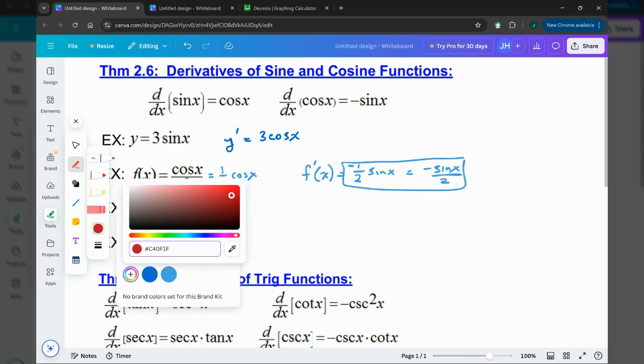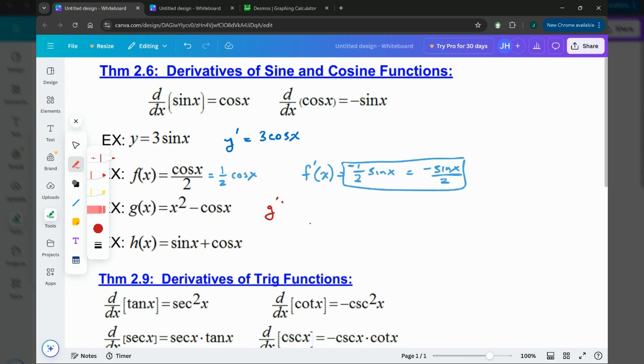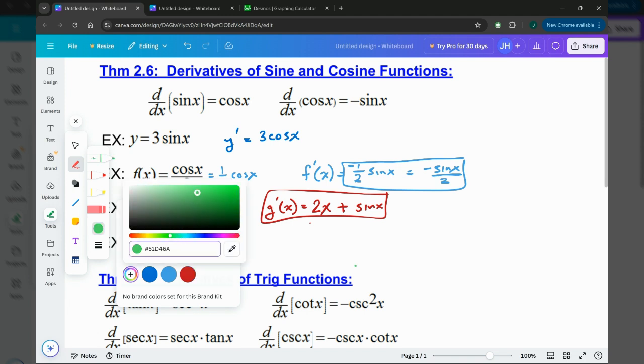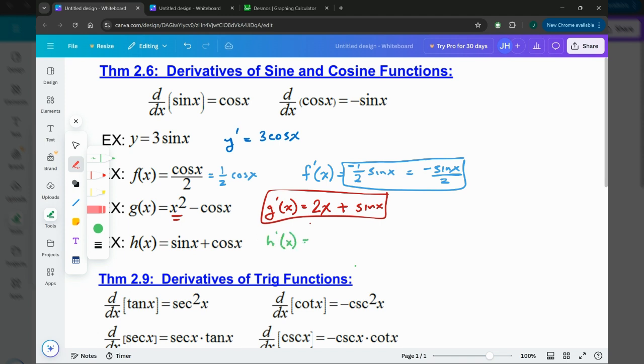Okay? Now, if I combine a couple of functions, big deal, we take the derivative of each term. What's the derivative of x squared? Well, it's 2x. What's the derivative of cosine? Well, it's negative sine. So if I'm subtracting cosine, the derivative would be plus sine of x. Pretty easy so far. And let's do one more derivative here. H prime of x. The derivative of sine is cosine. The derivative of cosine would be minus sine of x. So there's our derivatives. And a lot of these just used our power rules, or it used a constant multiple rule. Pretty easy to figure some of these out so far.